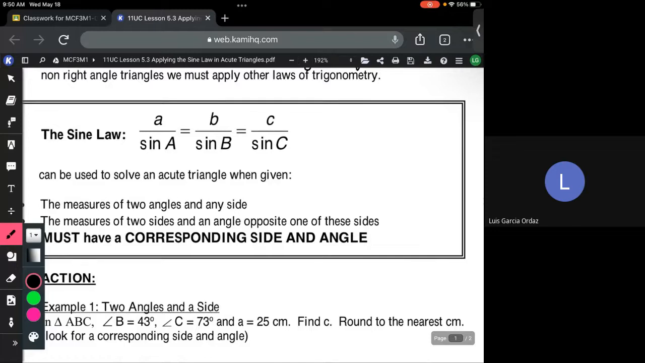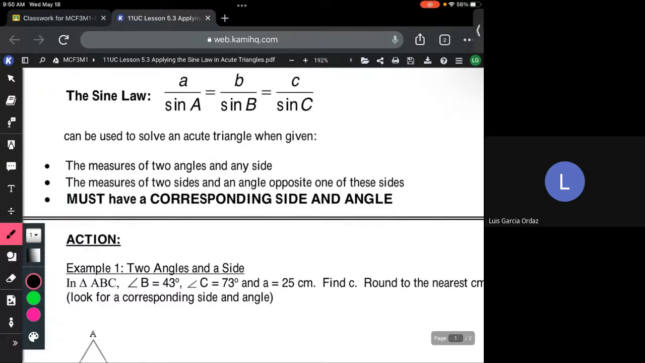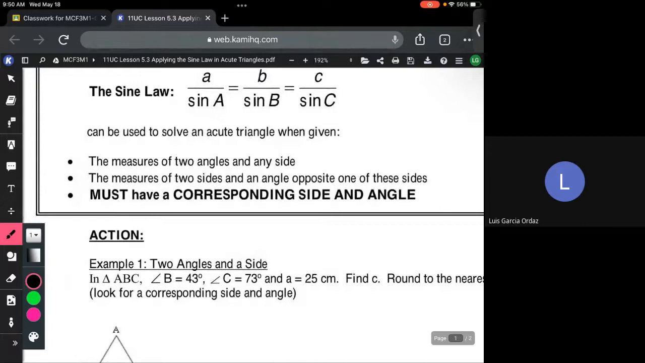Okay, so there's only two different scenarios where you can use sine law, and it's right here. It's when you have two angles on any side. So when you have two angles on any side, then you can use the sine law. The reason being is because when we have two angles, how can I find the other angle easily? What do all the angles of a triangle add up to? So how can I use those two other angles to find the missing one?